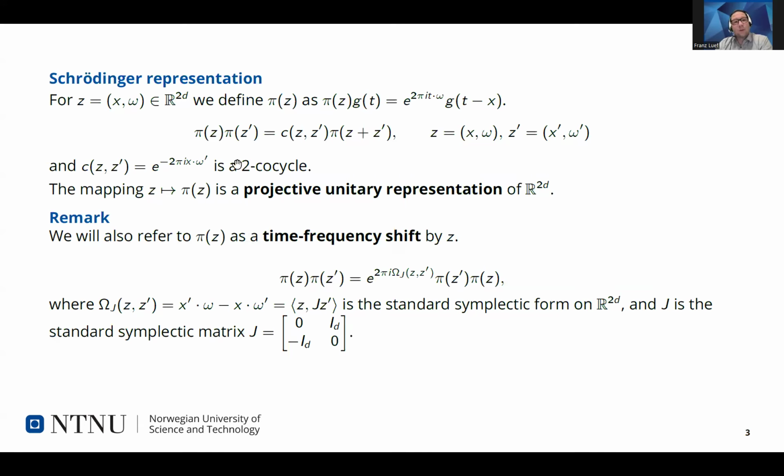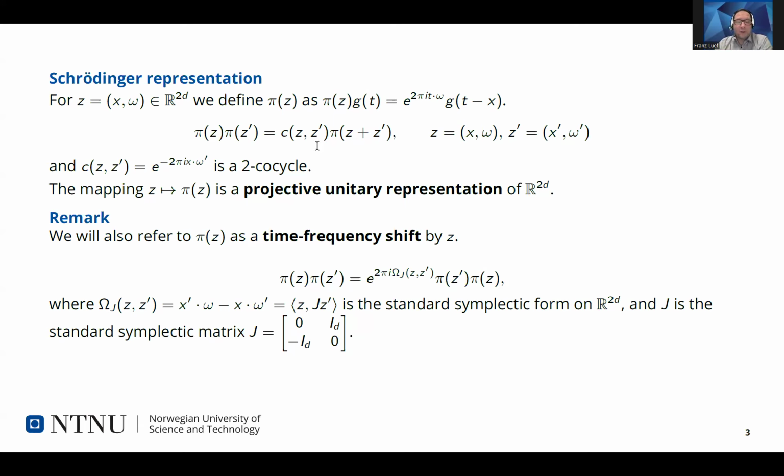That's also the motivation why I called them Heisenberg modules, because the Schrödinger representation is one of the standard representations of the Heisenberg group. So we are taking a point z, which depends on x and omega, in phase space R^2d, and we define this Schrödinger representation pi of z g of t by translating g and then multiplying it with a phase factor.